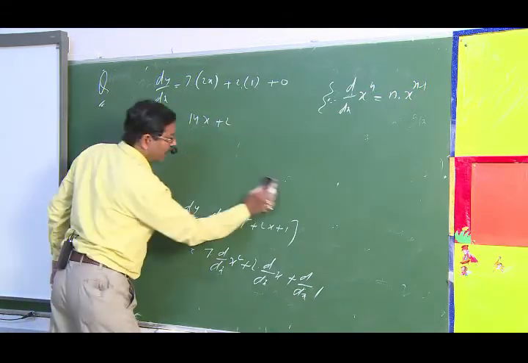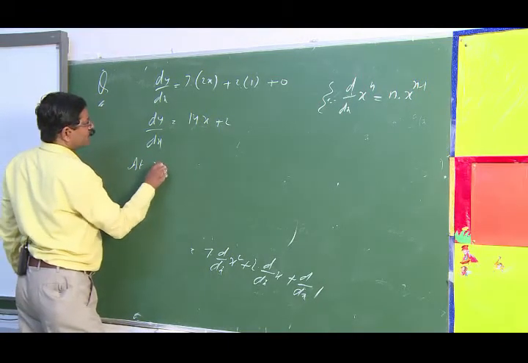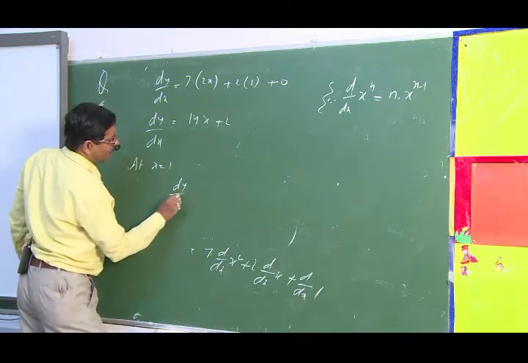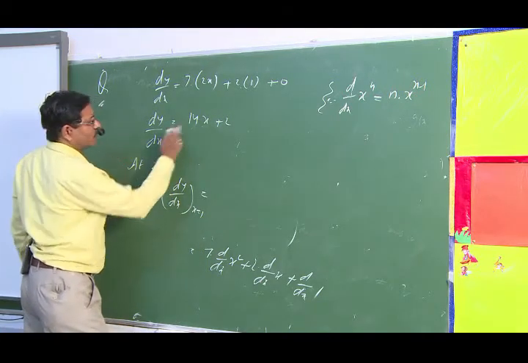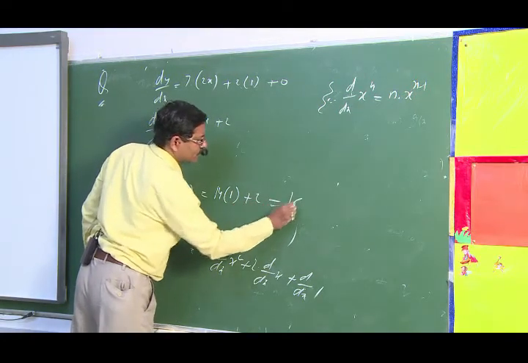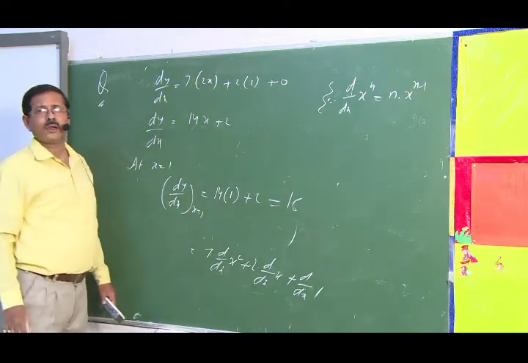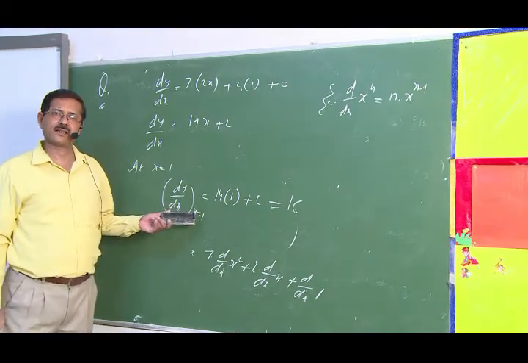Now, we have to find the derivative at the point x equal to 1. So dy by dx at x equal to 1: put x equal to 1 here. That is 14 into 1 plus 2, which is 16. Okay. I hope you all understand the concept of limit as well as the derivative.